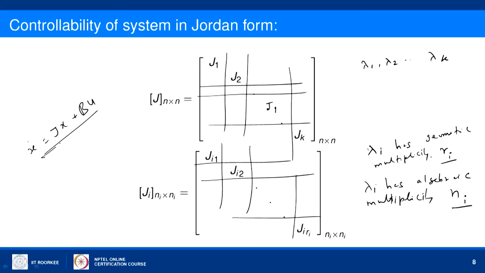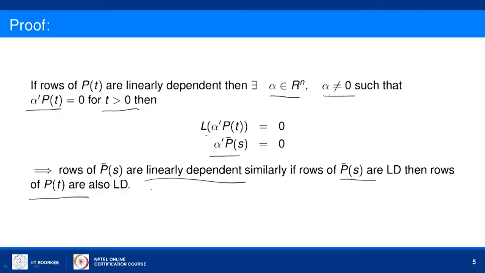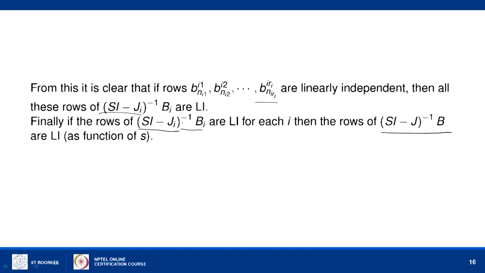And if the Jordan system is controllable, then the original system will also be controllable by the previous theorem. So, here we have seen the relation between the Jordan canonical form of a system and the system itself, how they are related by the controllability property. So, now we have shown that the system x dot equal to Jx plus Bu is controllable if the rows of the B superfix I are linearly independent. So, this is what we have shown.